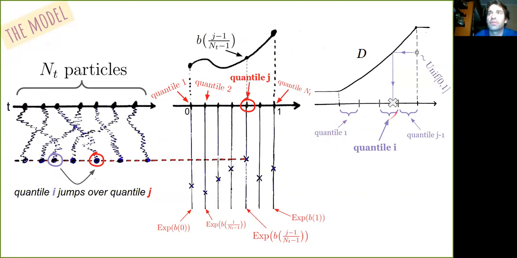So another comment is that when this random variable is minus infinity, what we are doing is we are picking a particle from an infinite reservoir located at minus infinity. Or in other words, we don't kill any particle.